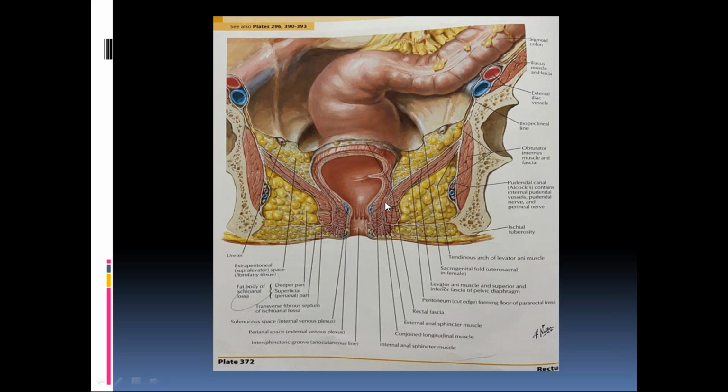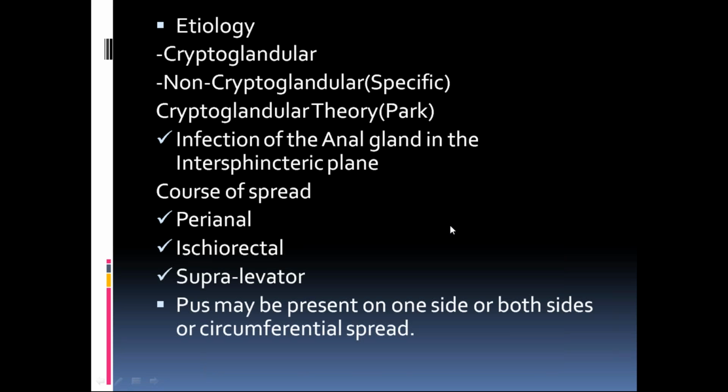Another type of spread is that there may be an extension into the supralevator space above. So the course of spread is perianal, ischiorectal, and supralevator. Among these three, the perianal and ischiorectal are the most common sites where there will be a spread from the intersphincteric plane.